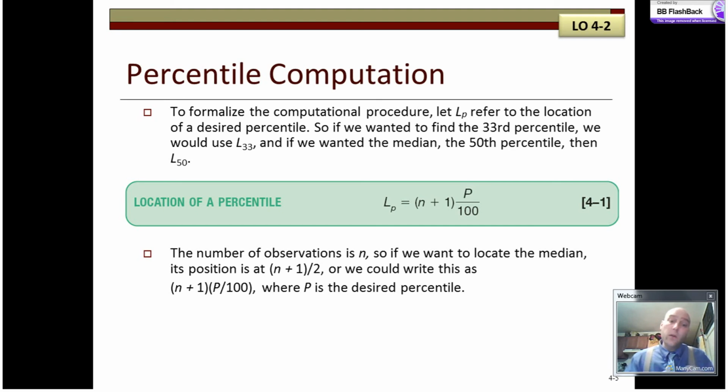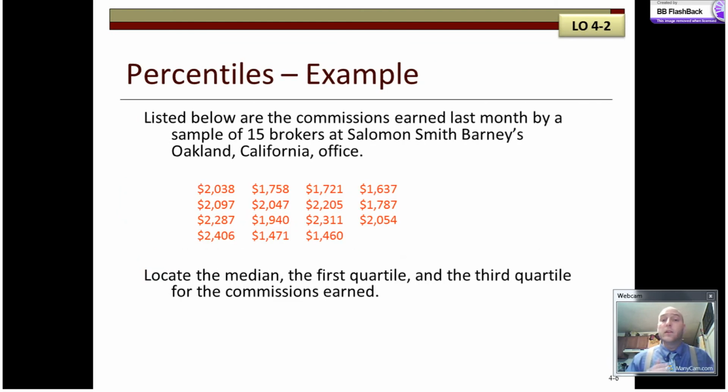There's the formula. So the number of observations is n, it's our sample size. And if we wanted to locate the median, we would take n plus 1 divided by 2. Well, p is 50. 50 over 100 is 1/2. So it would be n plus 1 divided by 2. Or for any specific location, we can put in p.